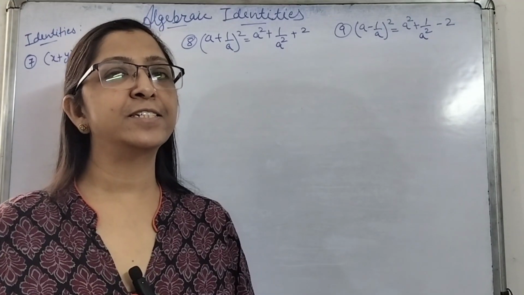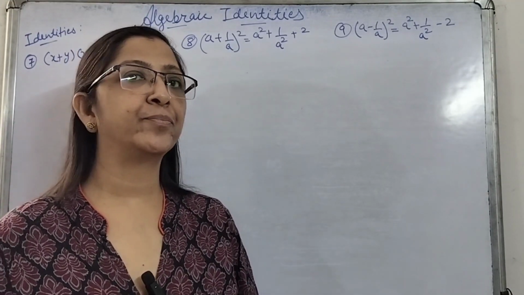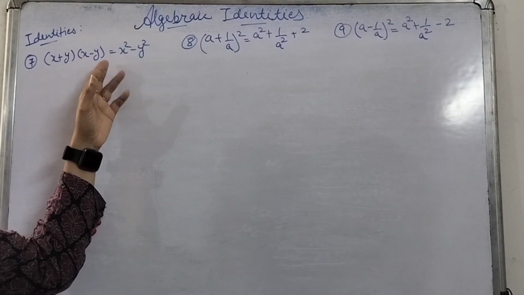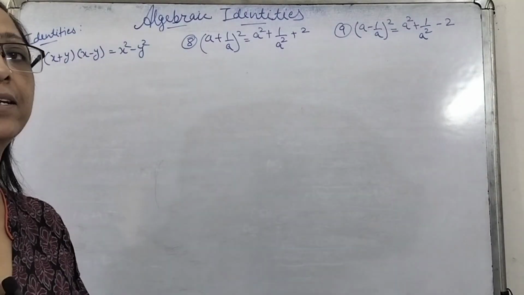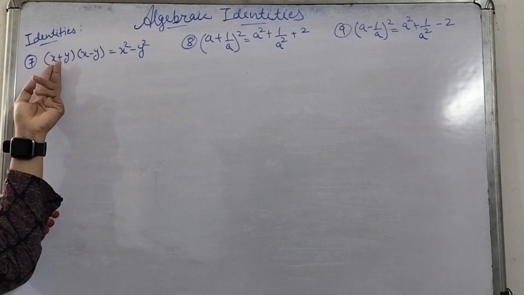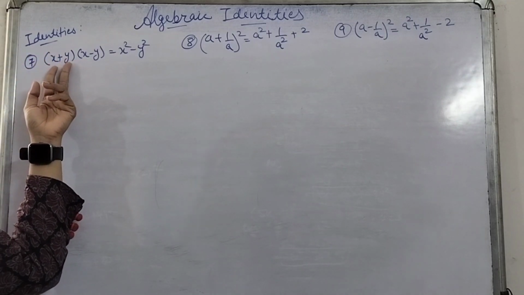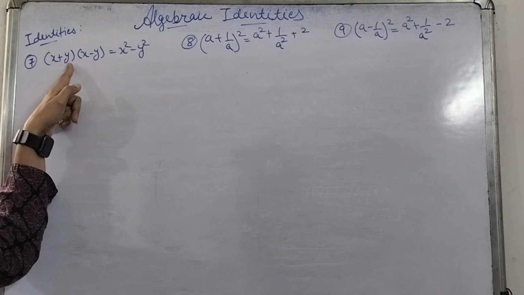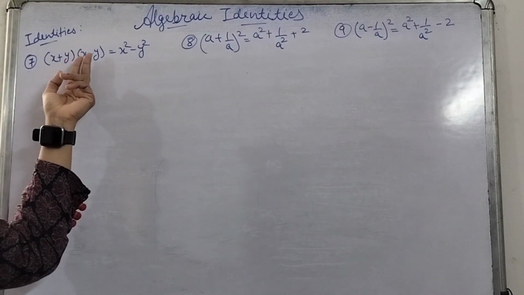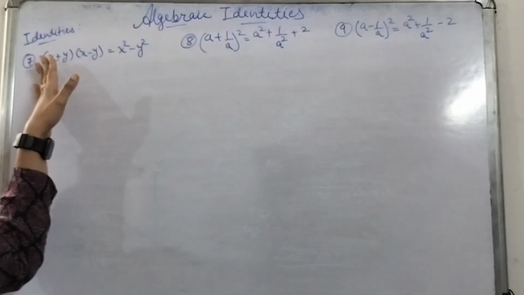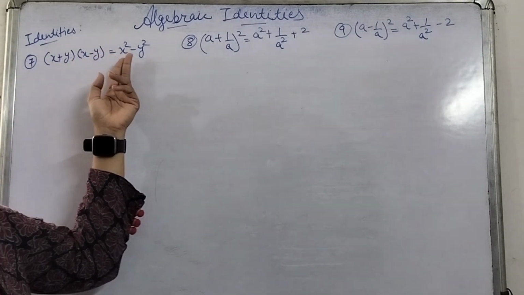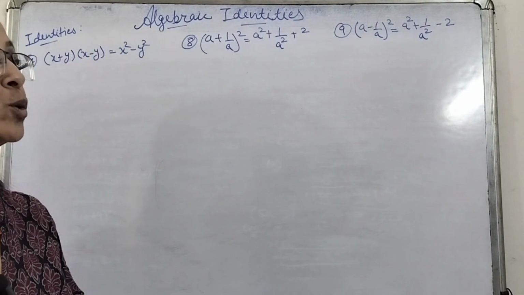Now let's understand some more algebraic identities. x plus y multiplied by x minus y is equivalent to x square minus y square. If there is an expression in this form, that means we have taken any two variables, one is your x, one is your y.